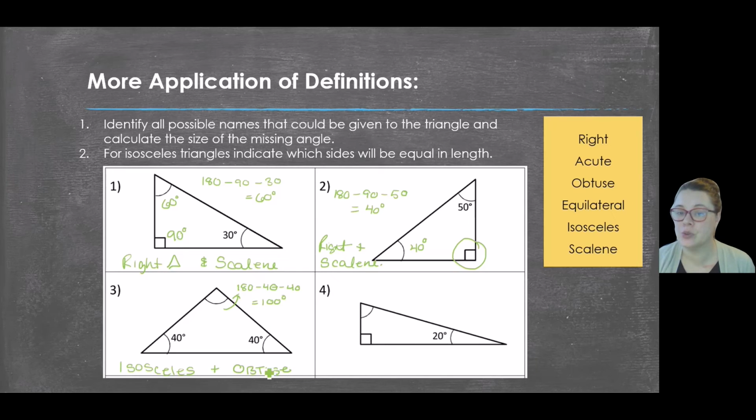Going over to number 4. Note, first thing, we have the box in the corner, which tells us we have a right triangle. So that's really important for us to work with. Now, to figure out the missing angle, we have 180 minus 90 minus 20. That leaves me with this corner equal to 70 degrees. So it's right, none of the angles are the same, so it's also a scalene.